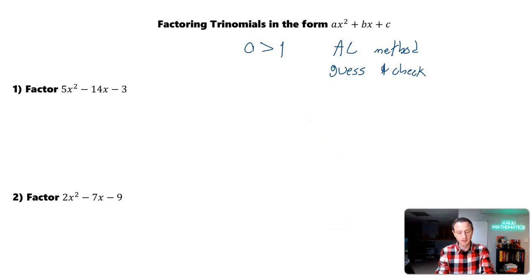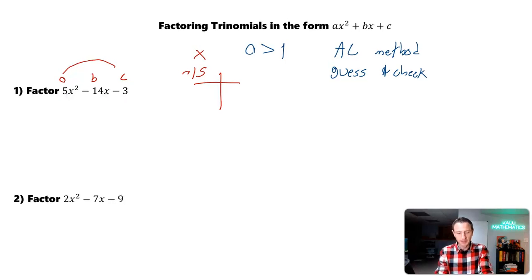So here's what the AC method is. We're in the form of ax squared plus bx plus c. This is a, this is b, this is c. The AC method is taking the a term and multiplying it by the c term. So I'm looking for two numbers that multiply to negative 15. So 5 times negative 3 is negative 15. And then I want two numbers that are going to add up to negative 14, that middle term. So two numbers that multiply to negative 15 and add up to negative 14. That's what I'm looking for. So that's going to be negative 15 and 1.